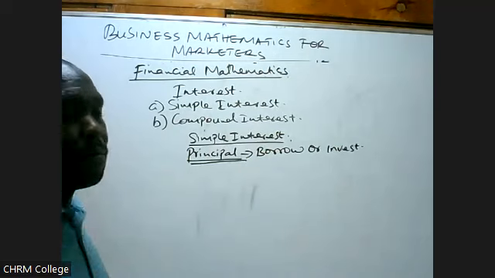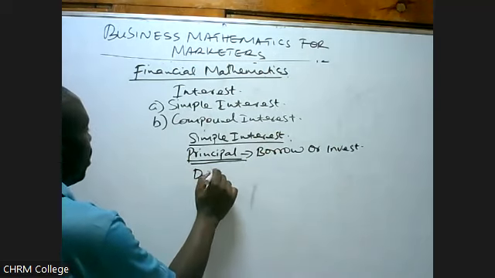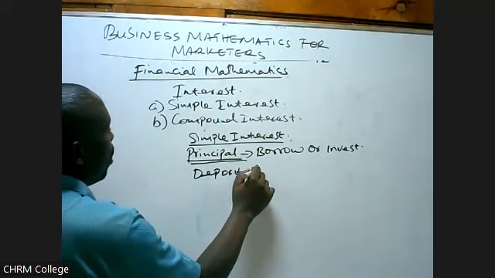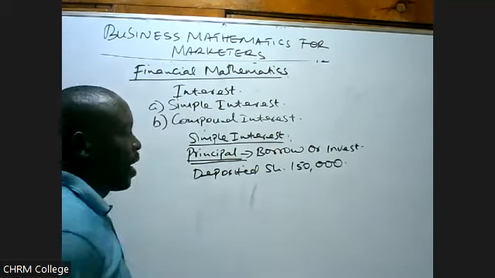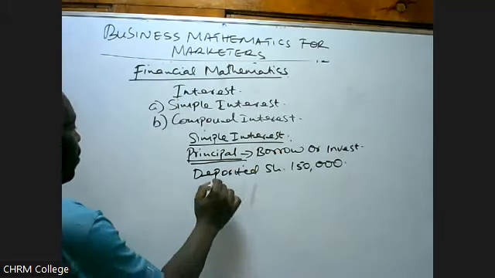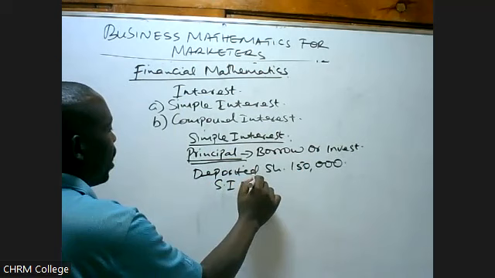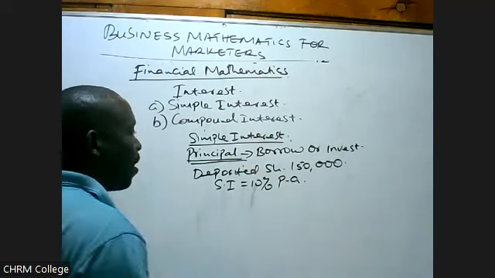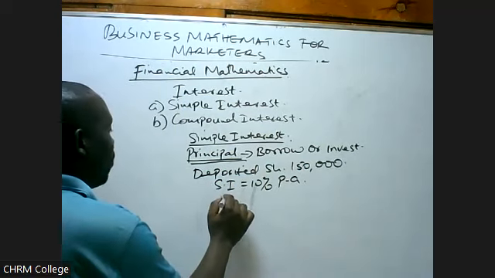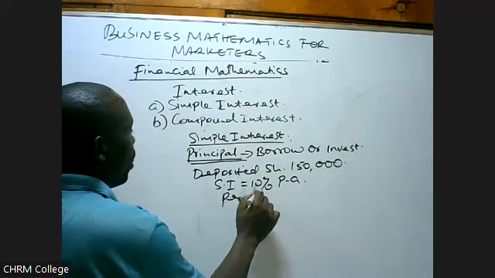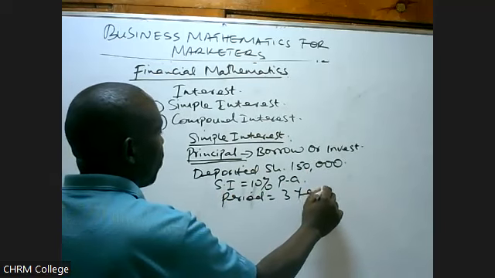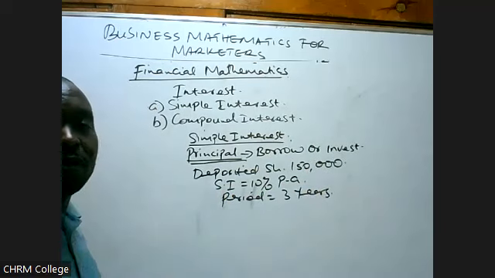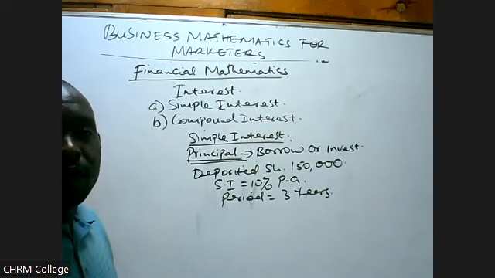Let us have an example. You have deposited shillings 150,000 in a fixed deposit account at a simple interest of 10% per annum. And you have done this for a period of, maybe, 3 years. So how much will be your simple interest at the end of the 3 years?